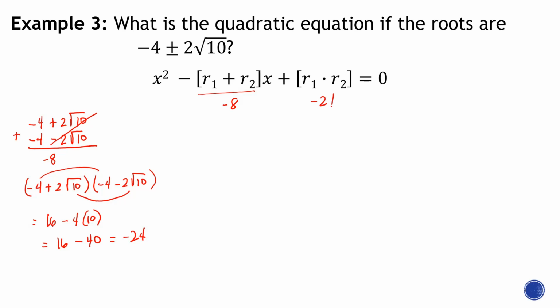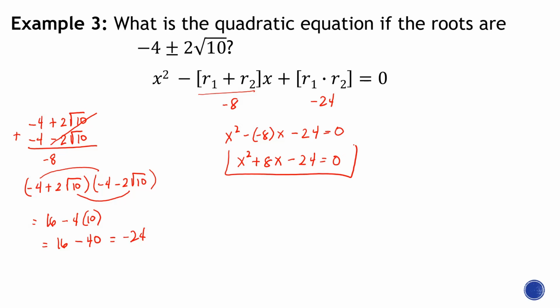So this is negative 24, which means that the equation is x squared minus negative 8x minus 24 equals 0. Therefore, it will be x squared plus 8x minus 24 equals 0. Let's go to the last example.